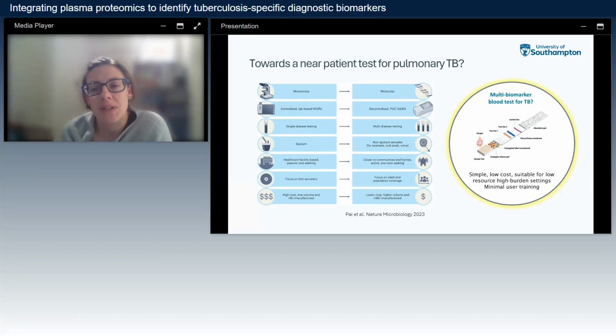So active case finding with such a test as the lateral flow test on the right-hand side could therefore close the case detection gap that's fueling the pandemic.